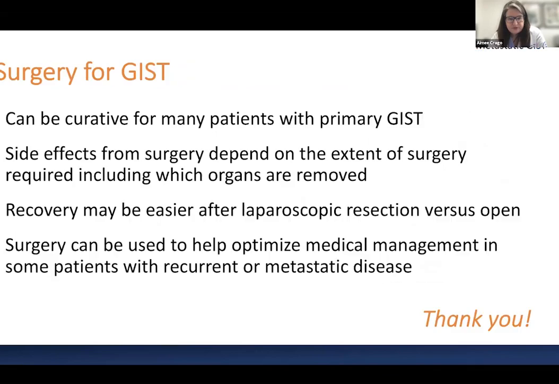So overall, in terms of surgery for GIST, we know it can be curative for many patients. The side effects and the recovery from surgery depend on the extent of surgery required, including which organs are removed.